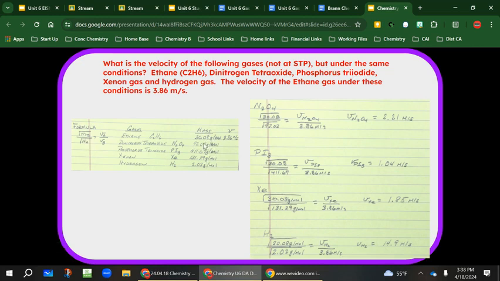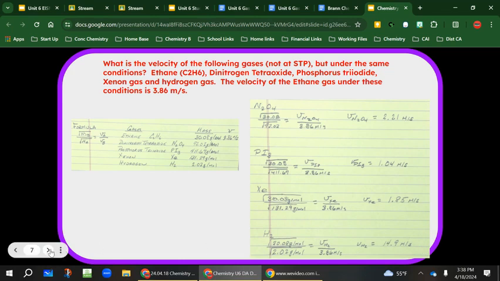So I calculate my masses just like I did last time. I have one known velocity. I can plug 3 out of the 4 things into this formula and solve for the 4th. The velocity of N2O4, 2.21 meters per second. The velocity of phosphorus triiodide, 1.04 meters per second. The velocity of xenon, 1.85 meters per second. And the velocity of hydrogen gas, the lightest, 14.9 meters per second.